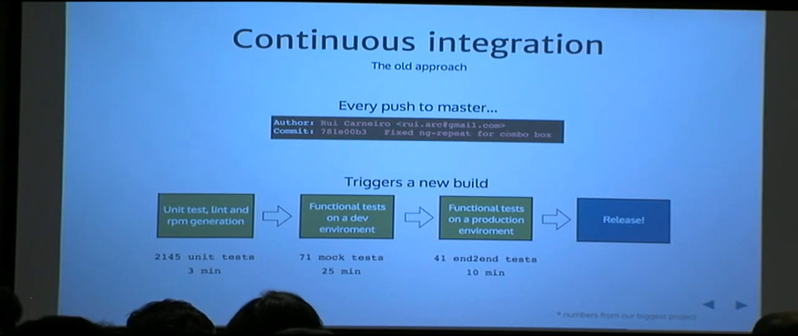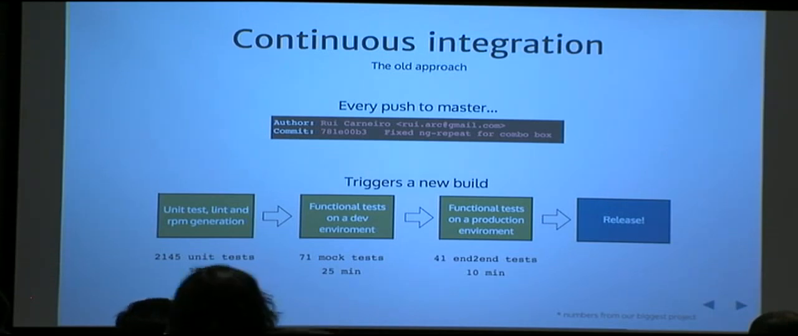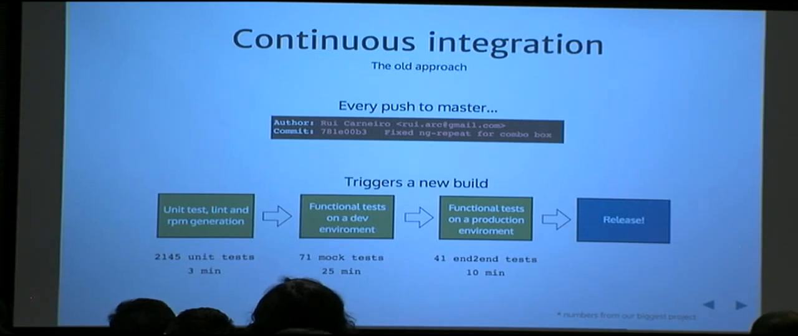Okay, this is pretty cool, but we have to deploy our code to production. In the old approach, what was done was every push to master triggers a new build. We use Jenkins, you can use Travis or whatever you like. You use a continuous integration tool. For every push we made, we run 3 phases. The build phase, we run unit tests, lint tests, and we generate an RPM to deploy to other environments.